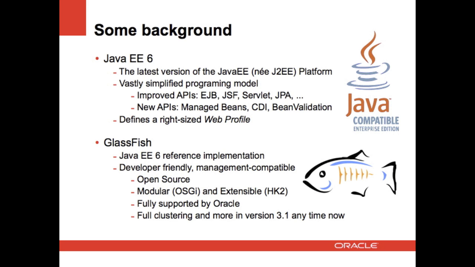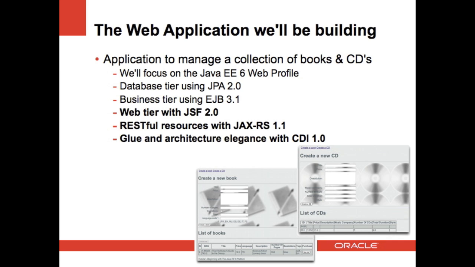And then there's Glassfish, of course, which offers all of that, which is the Java EE6 reference implementation, which we believe is developer-friendly as well as management-compatible. It's open source, it's very modular using OSGi, but also extensible using the HK2 kernel. It's fully supported by Oracle. You can actually buy licenses and support for that. And we have full clustering coming up in version 3.1 just about any time now.